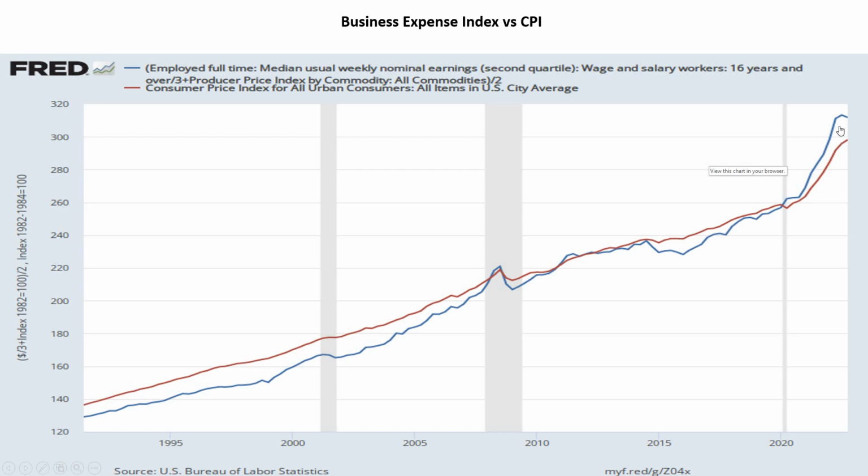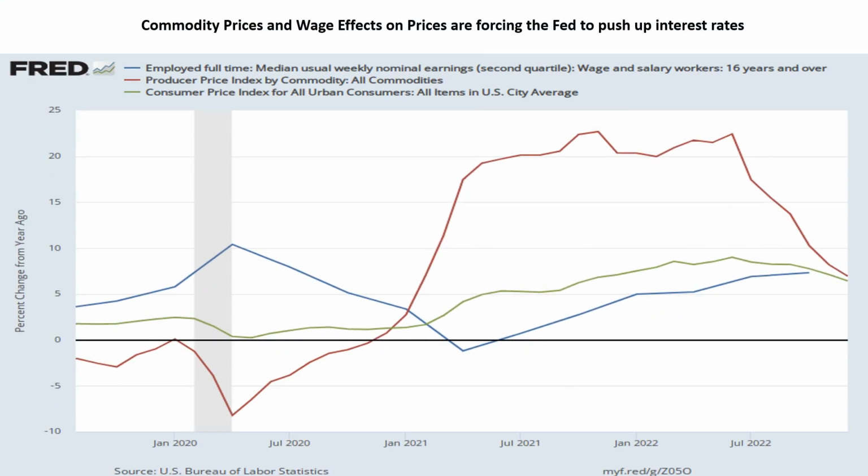Now, while commodity prices have corrected in the last 6 months, wages are still being bid up, and this is causing worry for the Fed that price inflation is not over with, even though we're seeing annual growth rates in the CPI correct. The Fed is worried that these higher wages are still going to push up inflation in the long run, so they're going to continue with tighter and higher interest rate policies.